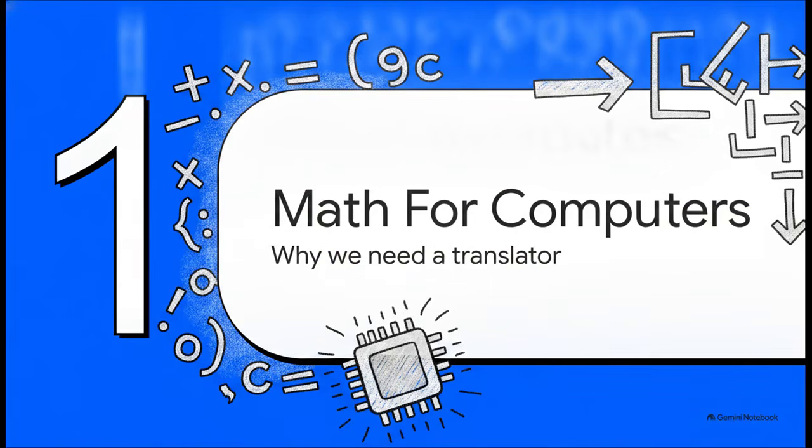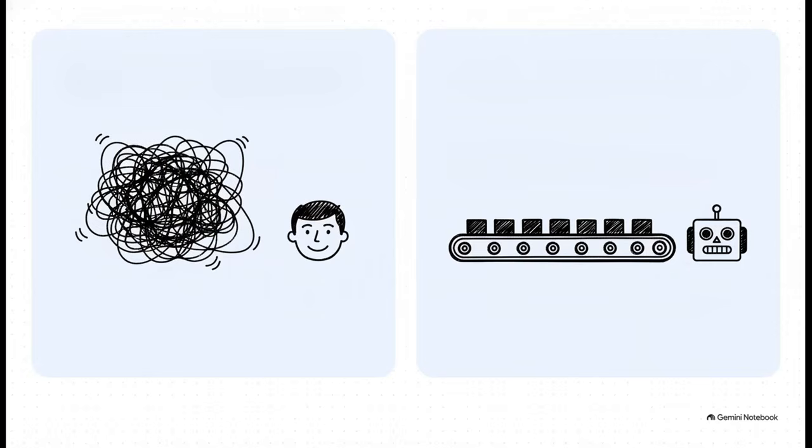Okay, part 1, translating math for computers and why we actually need a translator in the first place. So why do we even need to translate math? Well, the core problem is that you and I, we naturally write math as infix expressions. That simply means the operator, like a plus sign, sits right smack in the middle of the operands, like A plus B. But for computers, dealing with infix is an absolute nightmare.